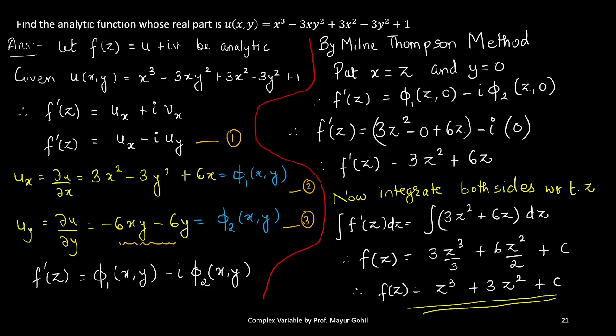I hope you have understood this method. It is very simple. We just take the derivative of the given function with respect to x and with respect to y. Whatever answer you get with respect to x, you label phi1, and with respect to y, you label phi2. After that, you use the formula for the derivative, that is u x minus i u y. Substitute in the formula and apply the Milne Thompson method: put x equals z, put y equals 0. Then you get the simplified version of f dash in terms of z. Integrate both sides with respect to z, and you get your final answer. So this is how you solve the sum. I hope you have understood the content.